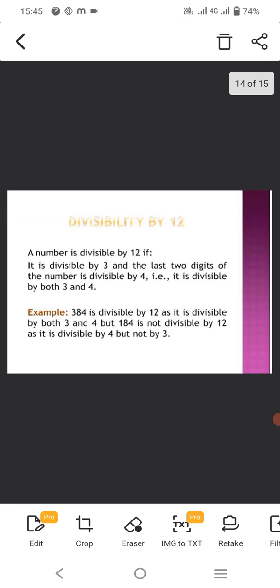The next, divisibility by 12. If the number is divisible by 3 and the last 2 digits of the number are divisible by 4, then the number is divisible by 12. For example, 384 is divisible by 12. It is divisible by both 3 and 4. So 384 is divisible by 12, but 184 is not divisible by 12. It is divisible by 4, but not divisible by 3. So this number is not divisible by 12.